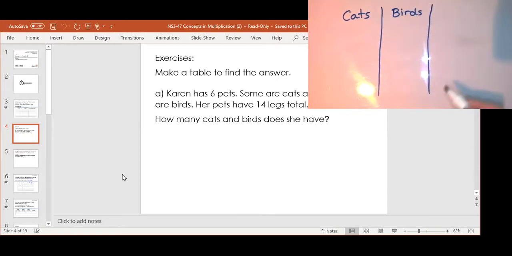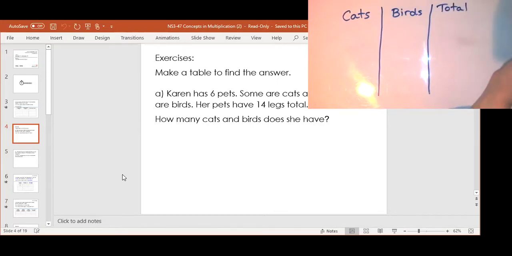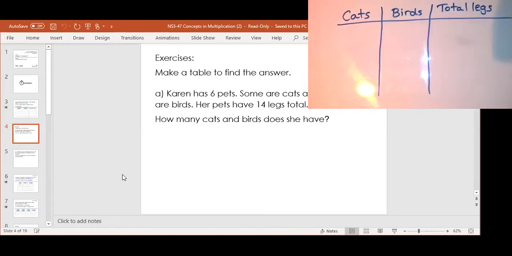And then they tell you the total legs. Now, in real life, I probably would tell someone how many cats and dogs I have, not how many legs I have, and make them figure out how many cats and dogs we have, or birds. But this makes a better problem to solve for you guys. So total legs. Okay, so we know, because they've told us in the question, that there are 14 legs in total. So we know the magic number this time is 14. I'm going to put that up at the top here.